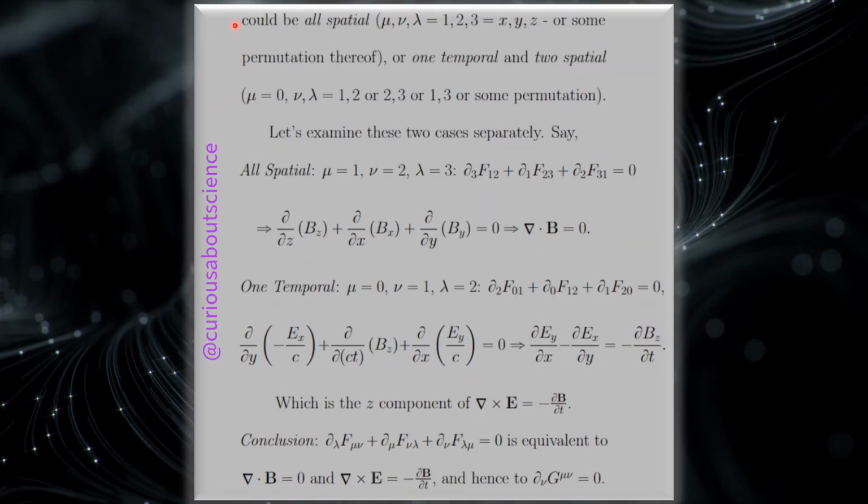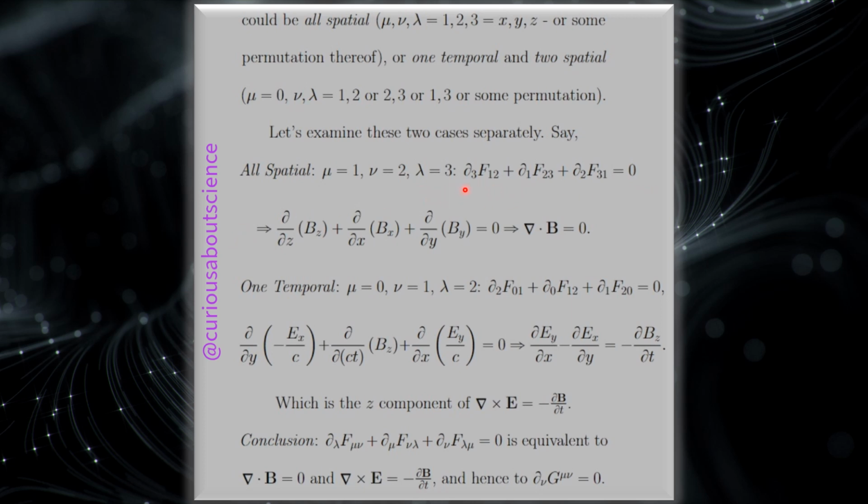So they could all be spatial, i.e. μ, ν, λ equal 1, 2, 3 equals x, y, z, or some permutation thereof, or one temporal and two spatial, which we can see permutations of, but we can examine the two cases separately and then try to conclude from that. What we say is that if it's all spatial and they all have to be different, μ equal 1, ν equal 2, λ equal 3, put it in there and let's see what's going on.